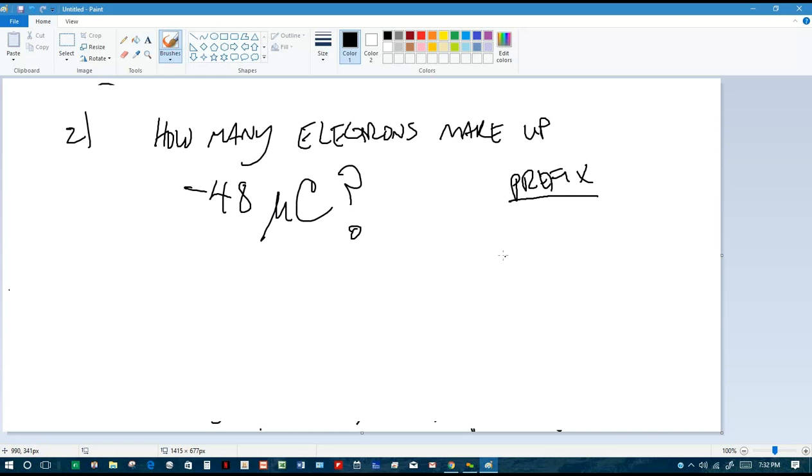I have to think for a minute. What will be the ones that are most common in this unit? Micro, nano, milli, and I guess that's it. Okay, so milli is, 10 to the what power would be milli?